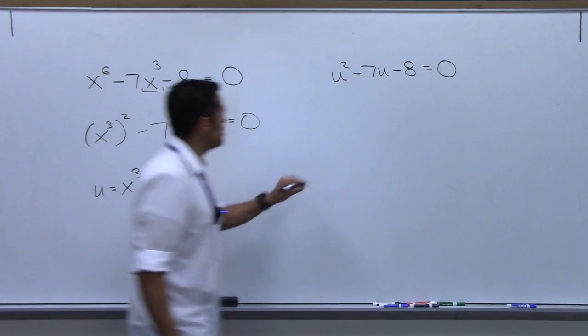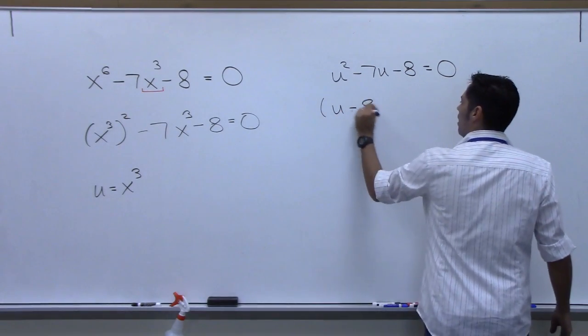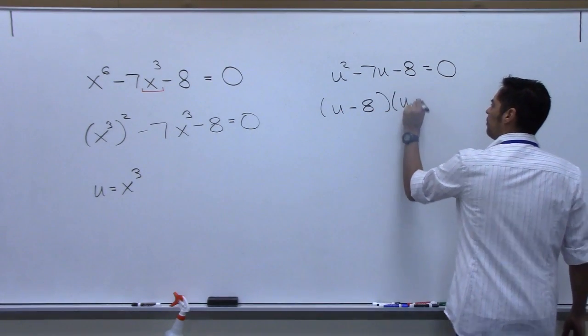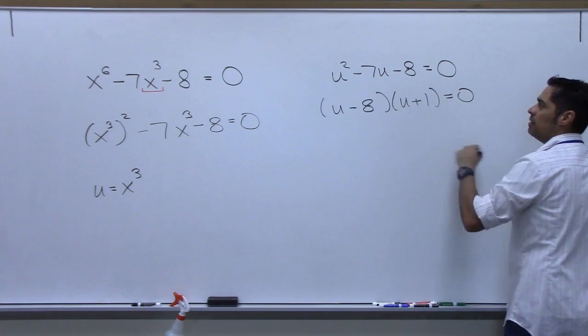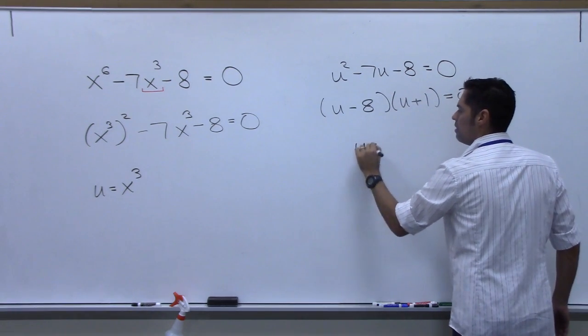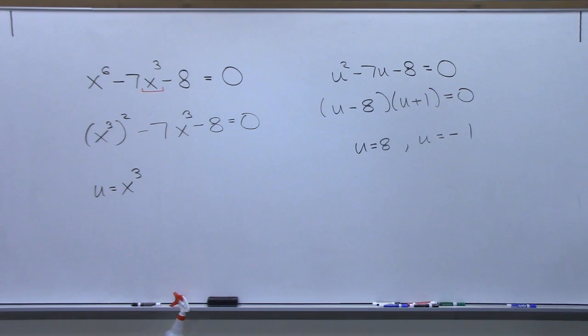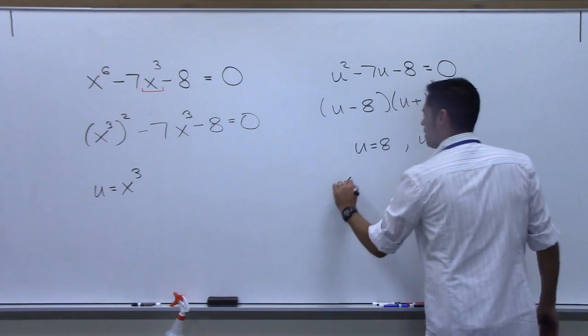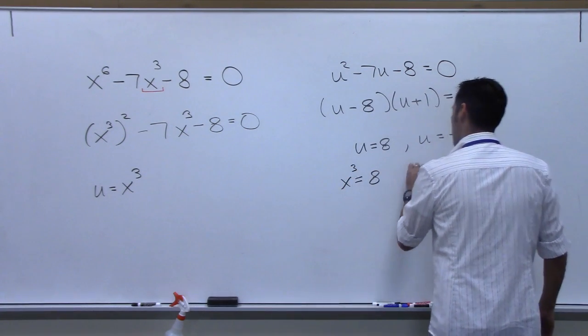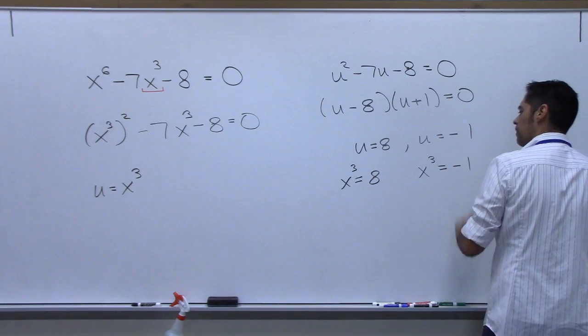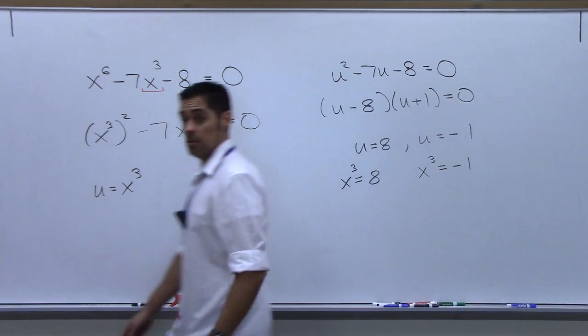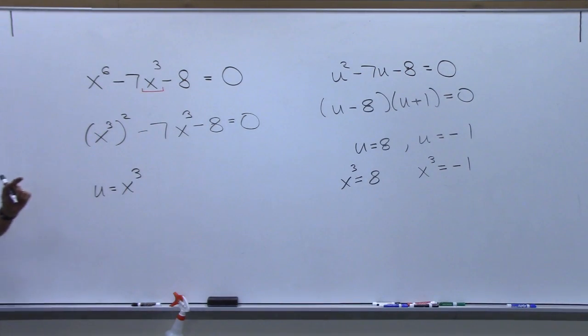Okay, I was talking, everyone else was finishing, right? U is 8, U is -1. So now switch it back. X cubed is 8. X cubed is -1. Careful on that. Yeah, so let's talk about this.